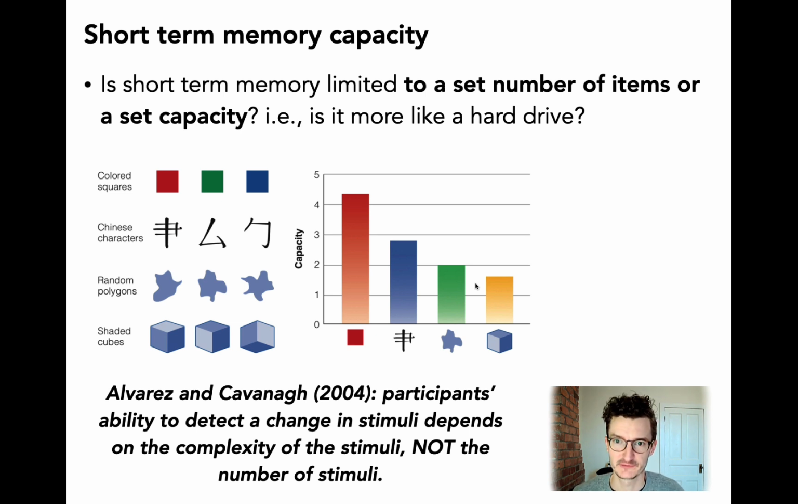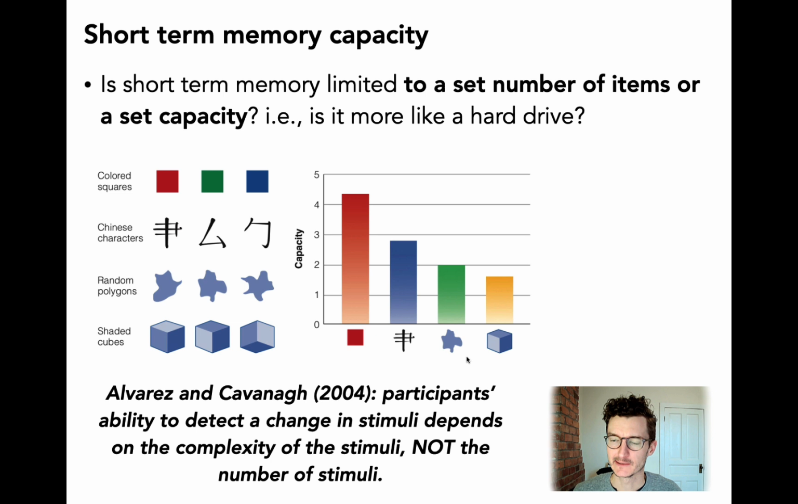And so this is some evidence that actually thinking about short-term memory as being item limited doesn't make much sense because items can vary in how complex they are. It makes more sense to think about short-term memory as being capacity limited. And so this idea was proposed by Alvarez and Cavanagh in 2004. And again, if you just look at this figure here, and I believe they used change detection in the study, just like Luck and Vogel. But instead of using just colored squares, they used more complex items, and they found that your ability to detect changes in an array of objects depended on how complex those objects were.